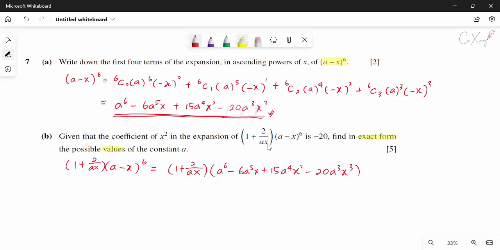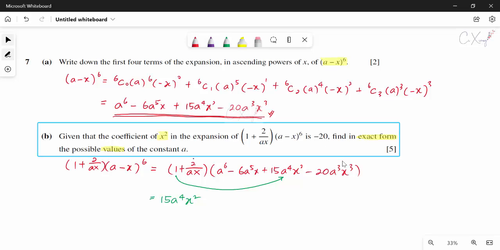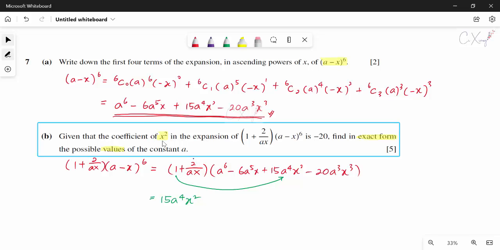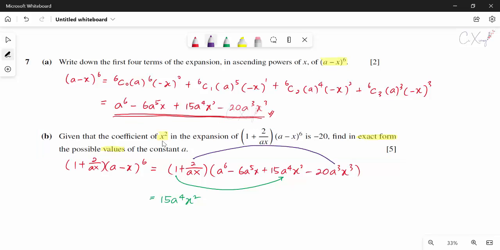Now I want to figure out where do I have x squared? How can I get x squared? To get the x squared, we look at the first term of the first bracket first. It is a 1, so you need to multiply it with something with x squared. Therefore, you'll get 15a power 4 x squared. And after that, for the second term, it is 2 over ax. You need to multiply with something with x power 3, so that when you simplify x power 3 divided by x, you have the overall answer which is x squared as well. So I need to multiply this.